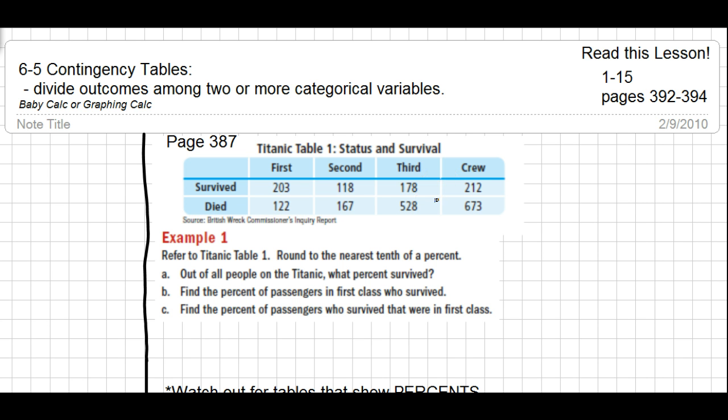So all that students are really looking at in this lesson is trying to figure out how the questions are worded and how they're going to come up with the percent. So we're going to start with a nice easy one. Out of all the people on the Titanic, what percent survived? So of all the people on the Titanic, that's going to be what we're going to divide by, the total here.